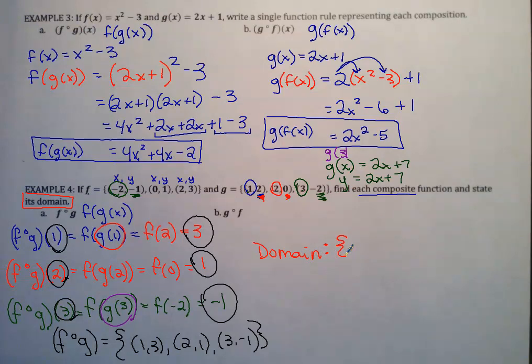1, 2, and 3. You got it. 1, 2, and 3 is the domain of the f of g there. Well, honestly, it won't always work out like this, will it? Where it's 1, 2, and 3.